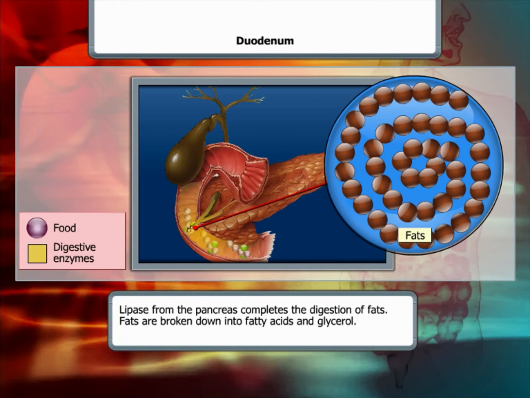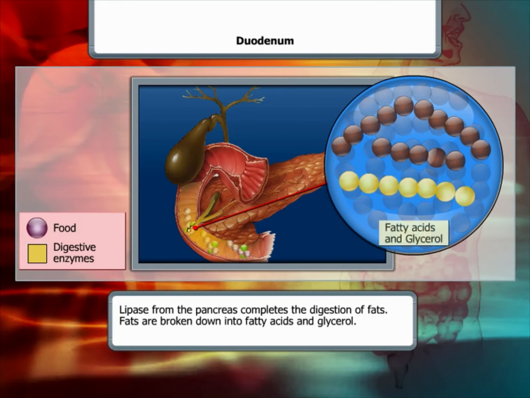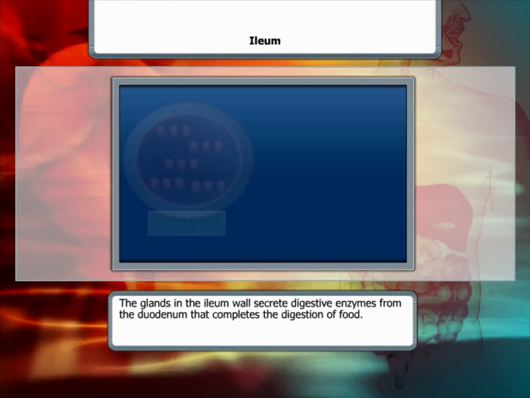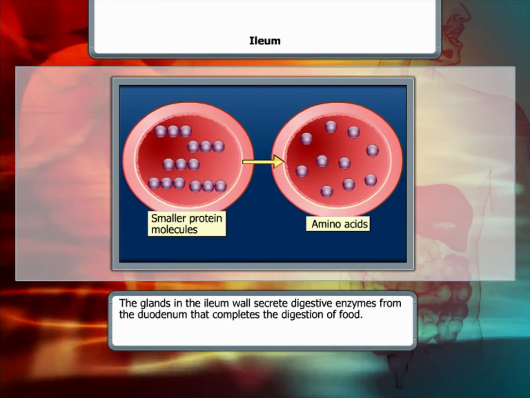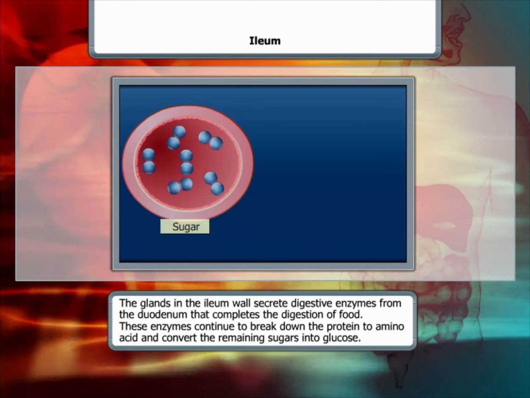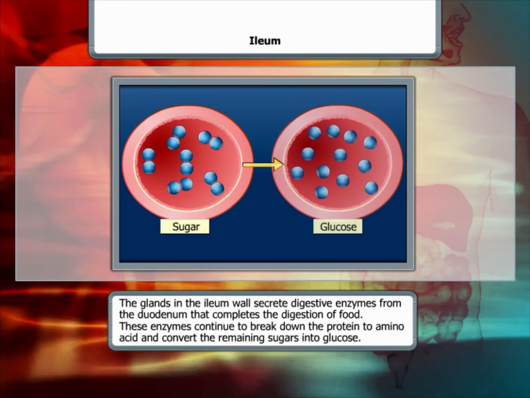Lipase from the pancreas completes the digestion of fats. Fats are broken down into fatty acids and glycerol. The glands in the ileum wall secrete digestive enzymes that complete the digestion of food. These enzymes continue to break down the protein to amino acids and convert the remaining sugars into glucose.